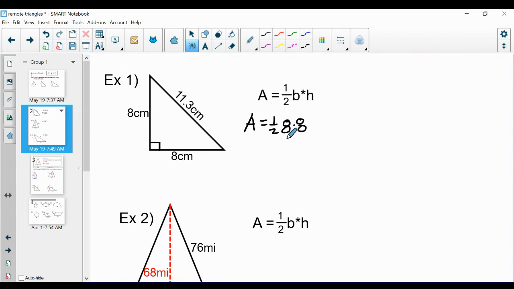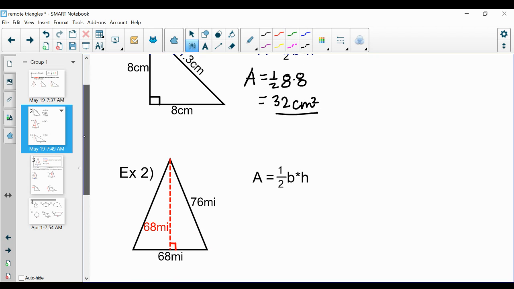Now, I've told you that you can use a calculator. For those of you that just want to plug that right in, plug it right in and get your answer. I'm just going to take half of 8, which is 4, and then 4 times 8, which is 32. One thing we might not have talked much about is labeling. This is in centimeters, so I'm going to go ahead and put centimeters. But anytime you find an area, you square the label. So we're just putting a square on the label. So our answer then is 32 centimeters squared.